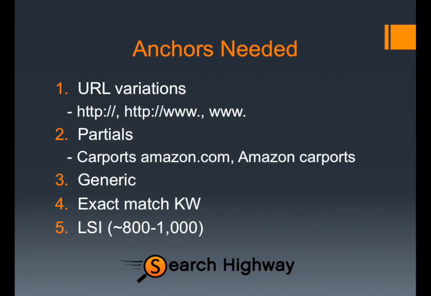And very important with these listings is LSI keywords. So LSI is latent semantic indexing. And basically these are long tail keywords, related keywords, synonyms. And basically what we do is we put in about 800 to 1,000 variations of our keywords. So basically what I'll be showing you in this video is how to find these LSI anchors. So we start off with our keyword, so carports. We find some general synonyms, and then we'll scrape for some LSI keywords. So I'll show you that in a bit.